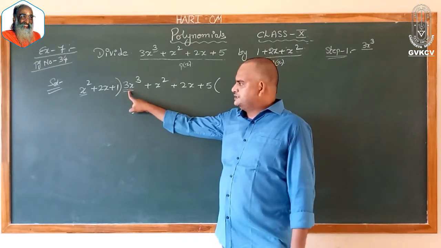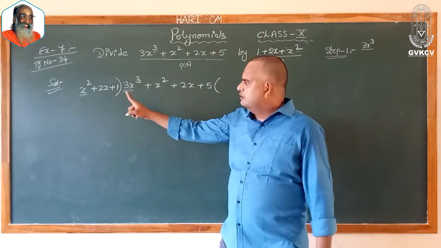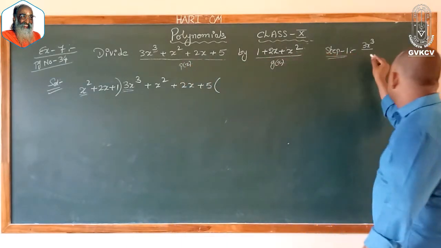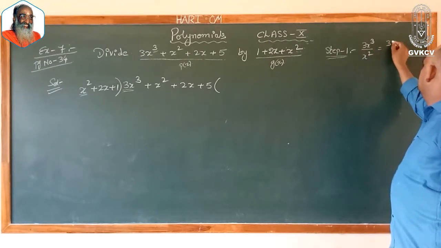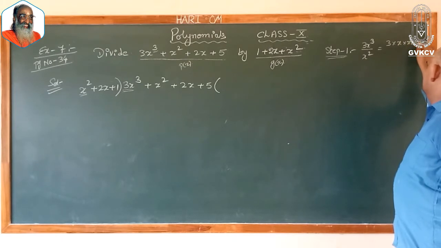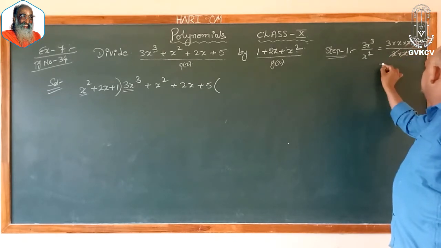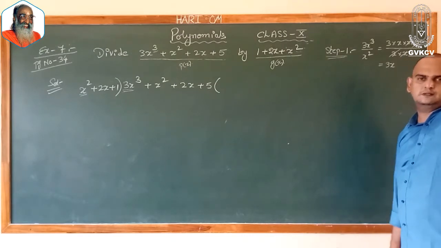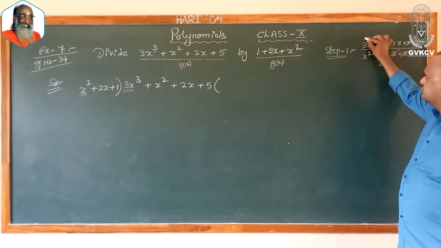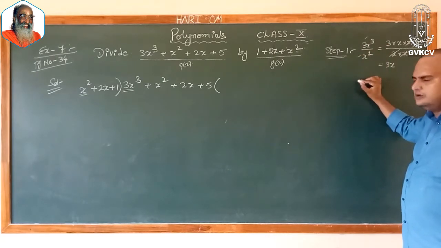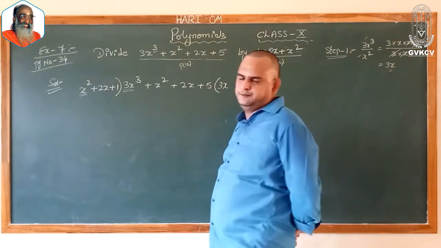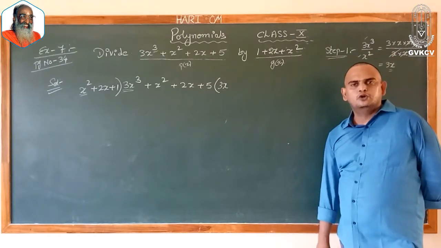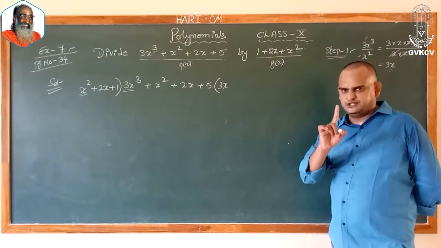First term of the dividend is 3x cubed. First term of the divisor is x squared. So 3x cubed by x squared. What can we get? 3x cubed means 3 into x into x into x. x squared means x into x. Two x's can get cancelled. Finally, what we have? 3x. By dividing the first term of the dividend by the first term of the divisor, we got 3x. That 3x we should write in the quotient place. That is step 1.